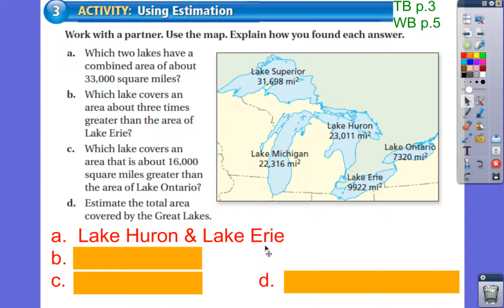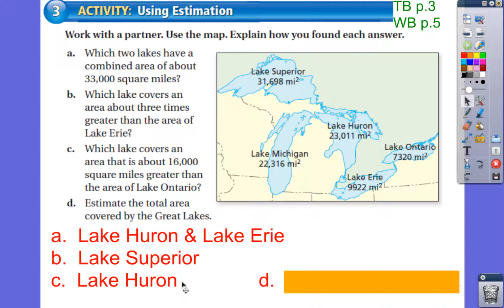Question B, which lake covers an area about 3 times greater than Lake Erie? If I took Lake Erie and I did some rounding, multiplied it by 3, I would get the answer of Lake Superior. Lake Erie is almost, not quite, but almost 10,000. 10,000 times 3 is 30,000, and 30,000 is relatively close to the size of Lake Superior. Question C, which lake covers an area that is about 16,000 square miles greater than Lake Ontario? Well, we took Lake Ontario and then we added 16,000 and we would get Lake Huron.